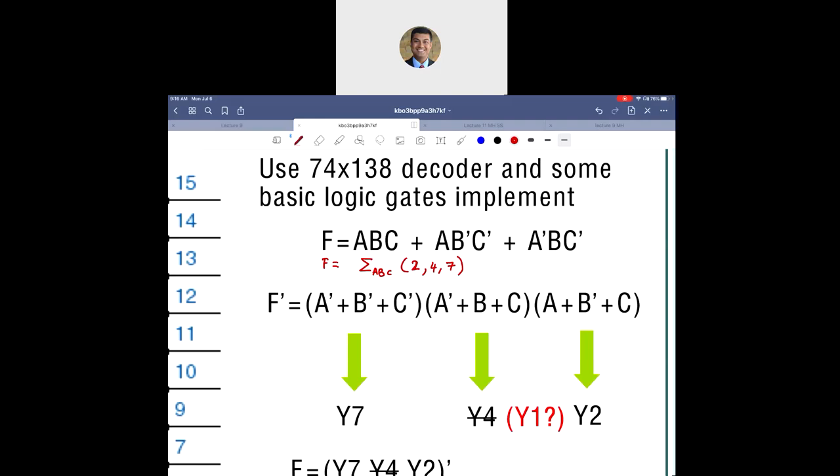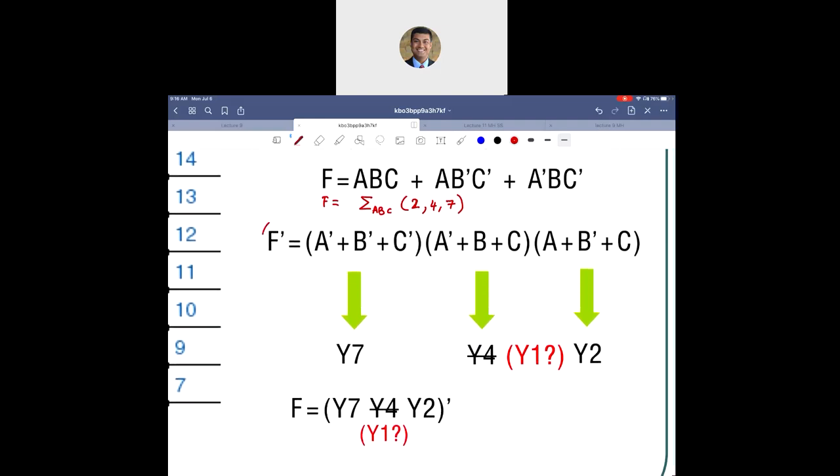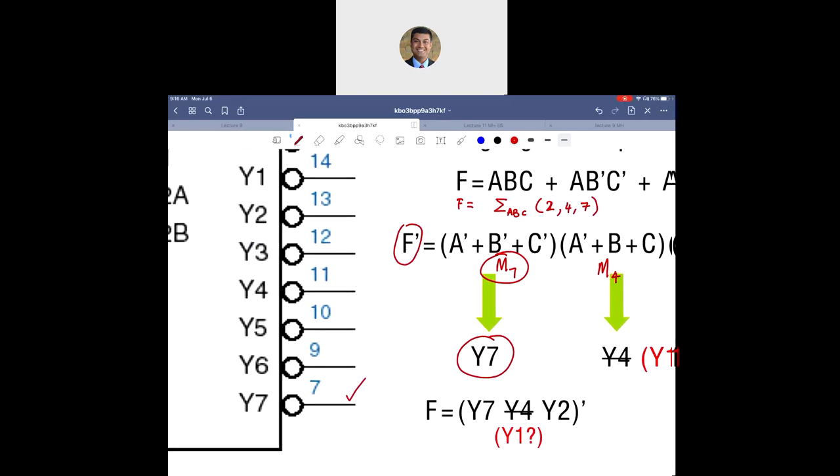Now, if I complement this, what do I get? F complement on the left side. And I'm going to get a max term 7 here, a max term 4 here, and a max term 2 there, because the complement of a min term is a max term. So I get max terms on the right side. And I know that using a decoder, I get max terms on the output. So max term 7 is actually Y7. So that's right there.